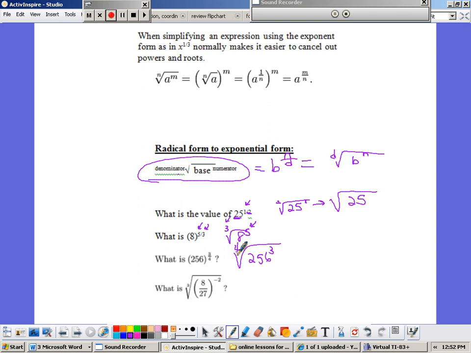This one I'm going to use the property, I'm going to do them separately. Base is 8 and 27. The numerator, oh, I have to do it the other way. Base is 8 and 27. The numerator would be -2, and the denominator would be 3. It's already in that form. Or I could have split them separately. If I would have split them separately, I'd have 8 to the -2/3 and 27 to the -2/3. That's okay also.